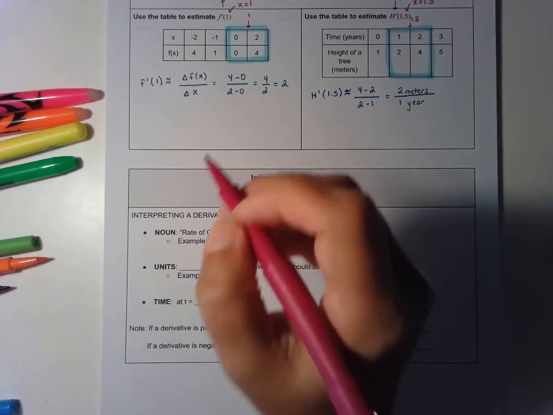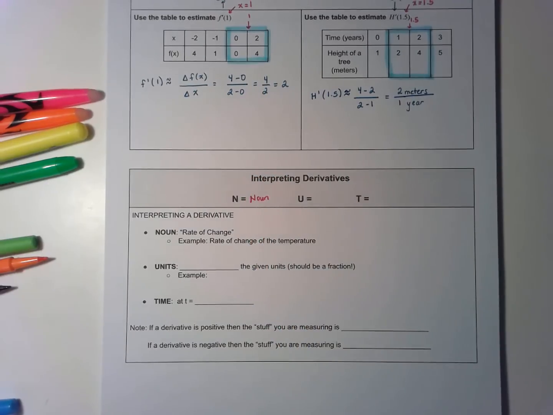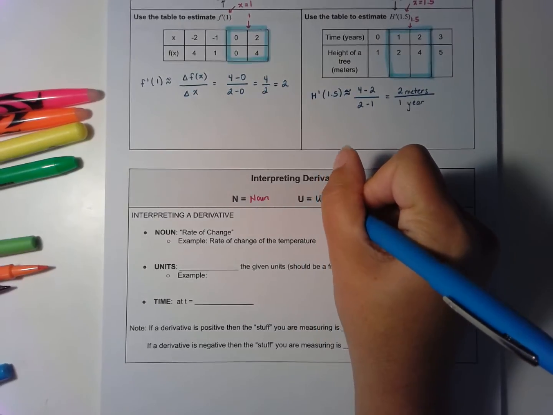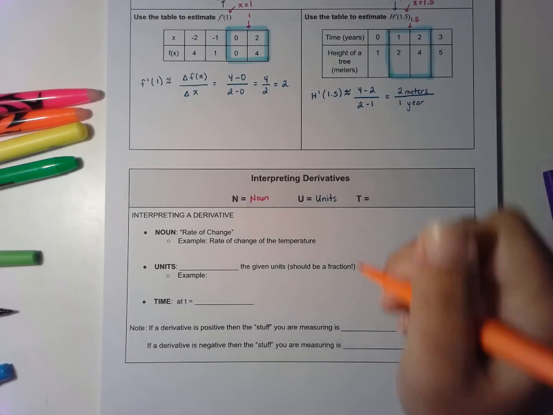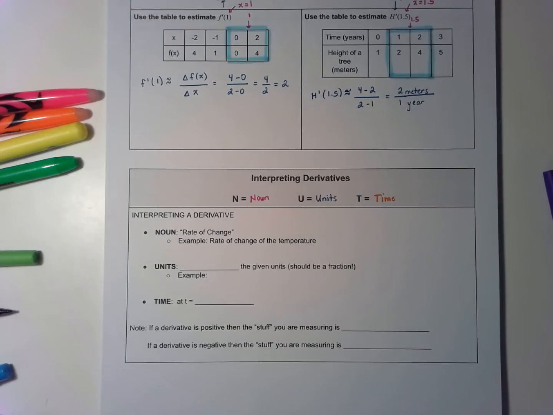Every interpretation needs to have a noun, which means describing what you actually calculated, a units, so what units would be useful in that question to measure that item, and a time. So at what time or over what time interval did you perform those calculations? Now, we usually abbreviate that NUT, N-U-T, to remind ourselves that every interpretation should be N-U-T, or noun units time. So here's how we would interpret a derivative.